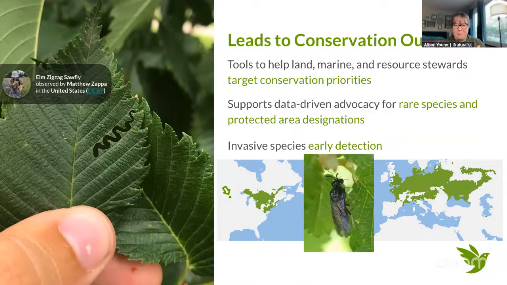This is just one example, this elm zigzag sawfly, which is native to Asia and Europe, and it was introduced to the East Coast of the United States and has been spreading from there. This particular observation was the first record of it in Minnesota. So by tracking species of concern on iNaturalist, these governments and conservation organizations can respond rapidly, and you can often remove these species before they become established and become a problem. So early detection of invasive species is another important use of iNaturalist data for conservation.